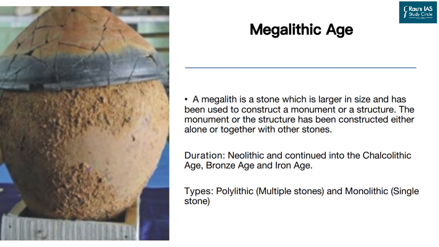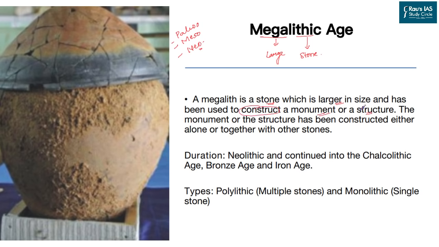Now, let us understand what the megalithic age is all about. Megalithic simply means large stone. Mega here stands for large and lithic here stands for stone. Similarly, we have other ages such as Paleolithic, Mesolithic and also Neolithic. After these three important ages, there was the Chalcolithic, where the rise of copper use was seen in abundance across the subcontinent. Megalithic refers to a stone which is larger in size and has been used to construct monuments or some of the structures.